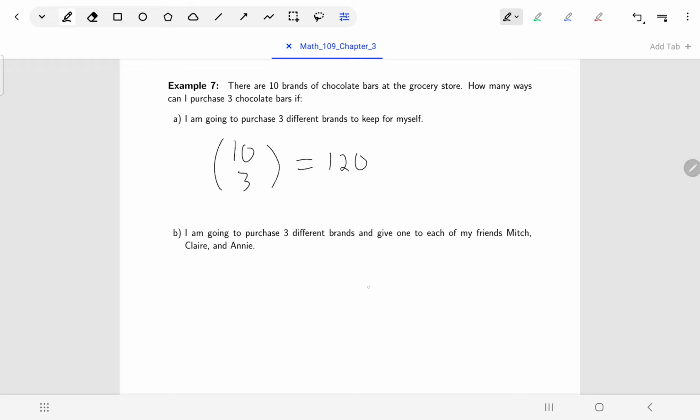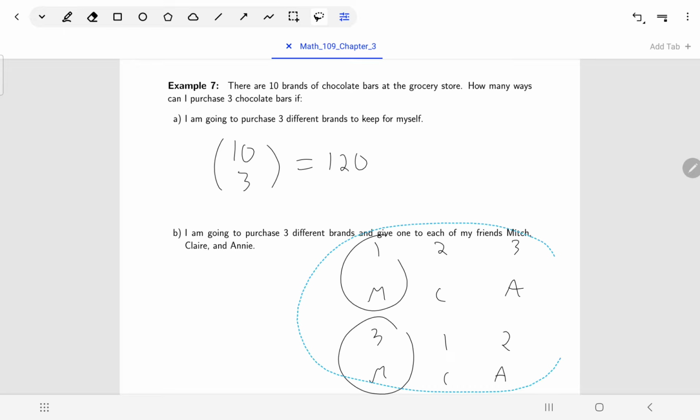On the other hand, for B, if you're thinking about my friends that I'm going to give these chocolates to, there's Mitch, there's Claire, there's Annie. So again, maybe I buy brands 1, 2, and 3. And so maybe I ask myself, if I give Mitch brand 1, Claire brand 2, and Annie brand 3, is that the same thing as if I gave Mitch brand 3, Claire brand 1, and Annie brand 2? It's the same three brands, but it's not in the same order. And I would say these are very different because in one of these, Mitch is getting brand 1, and in the other, Mitch is getting brand 3. These are two very distinguishable kinds of arrangements.